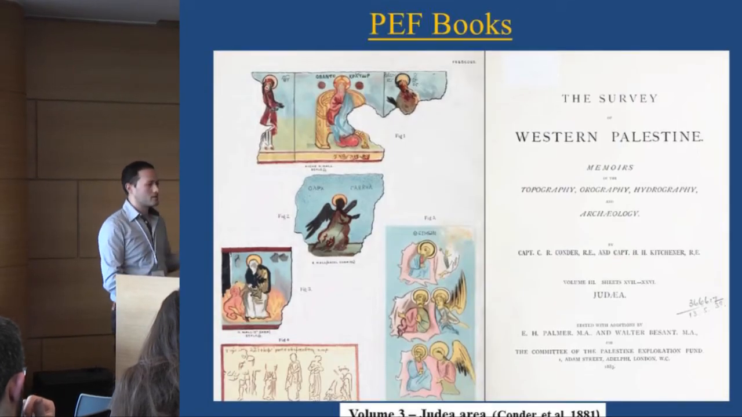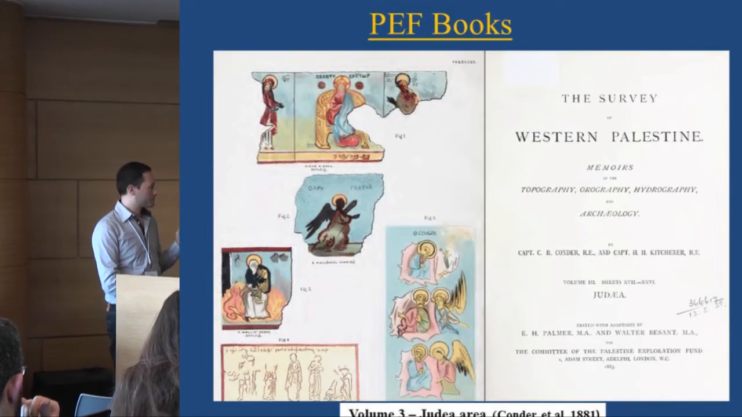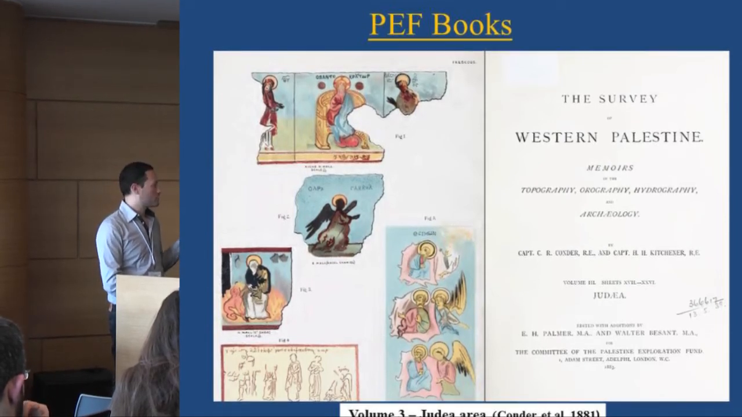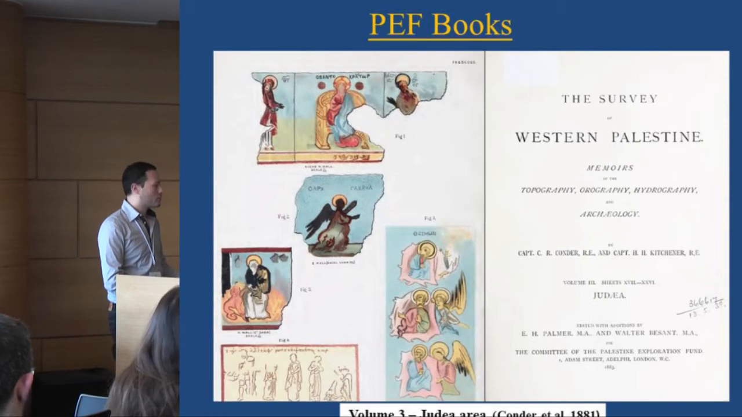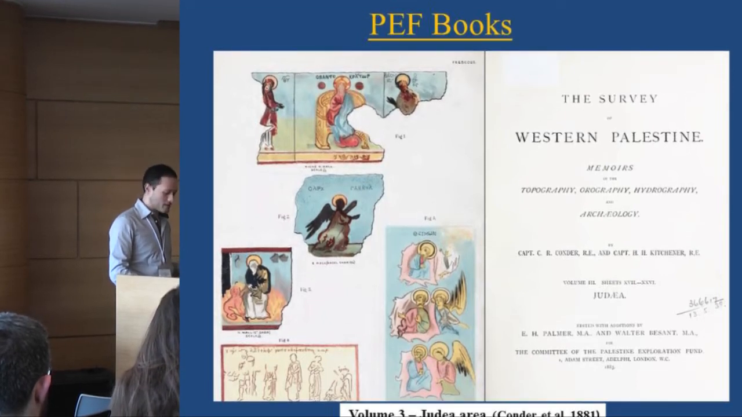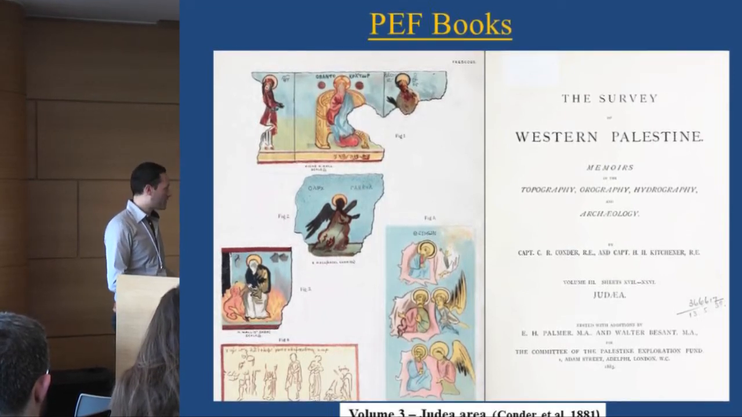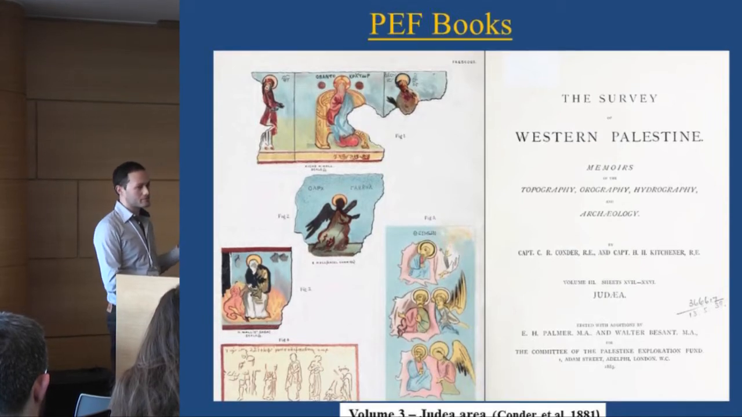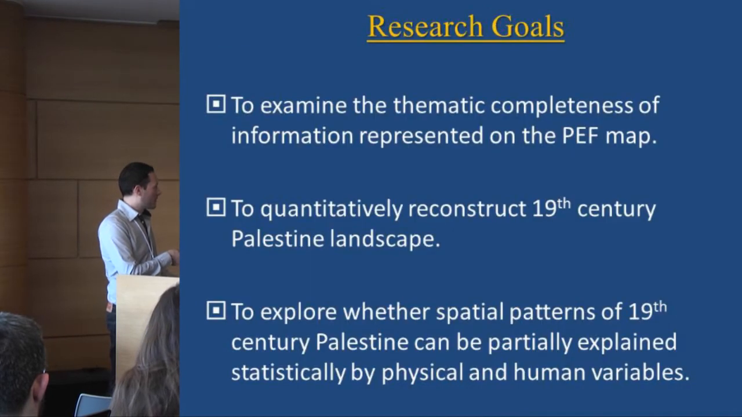The maps are also accompanied by 3 books, which are divided into regions: Judea, Samaria, and Galilee. We use them as a reference because there is a lot of information about the landscape, population, agriculture, historic sites, and other things like that. There is also a 4th book about the flora and fauna of Palestine.